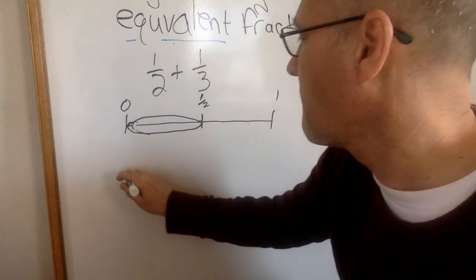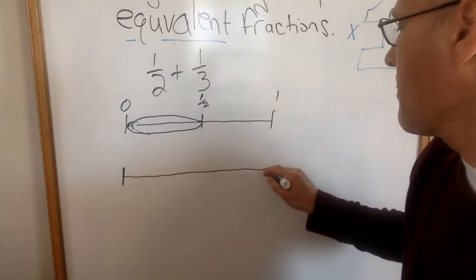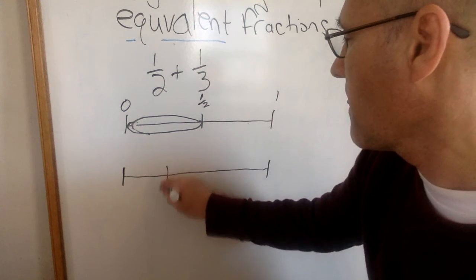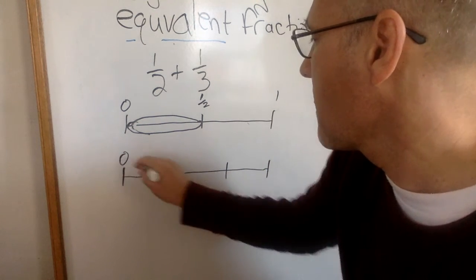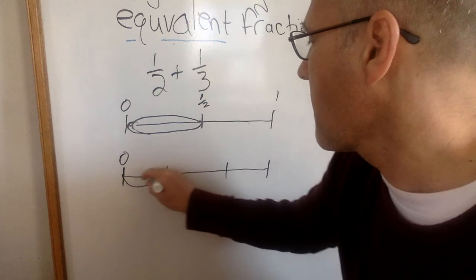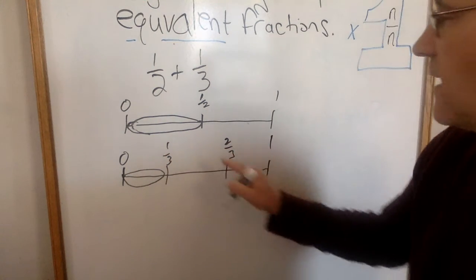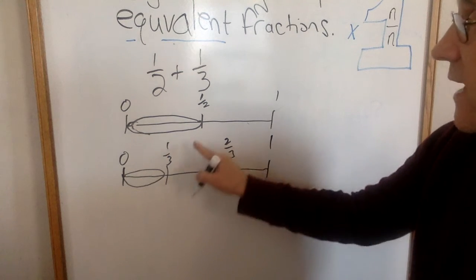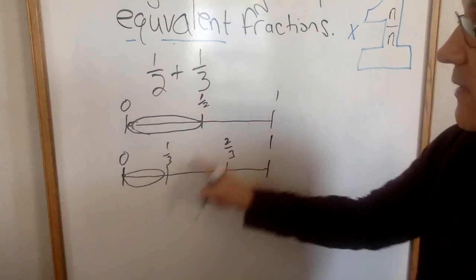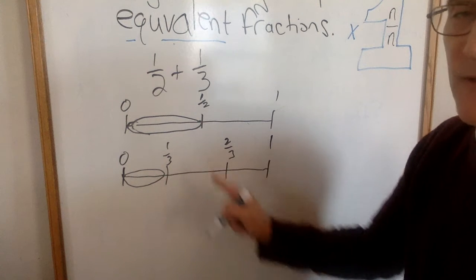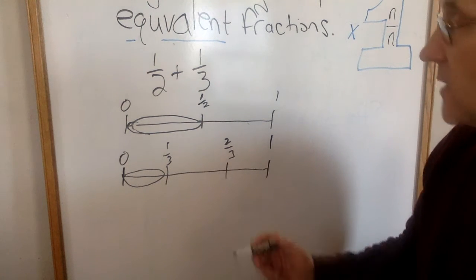There's my 1/2. And there's my 1/3. I can't add these pieces. I could say I have 2 pieces, but what size are they? They're not halves, they're not thirds.